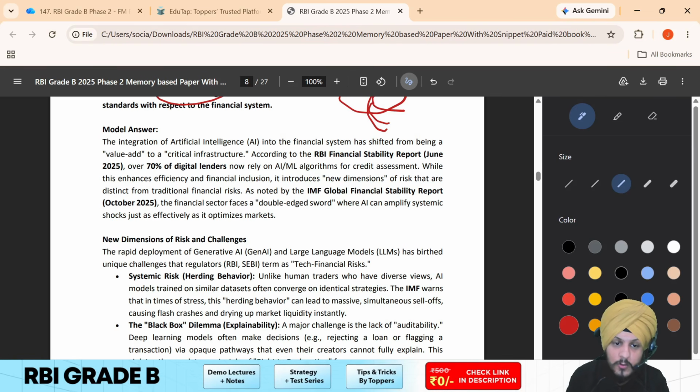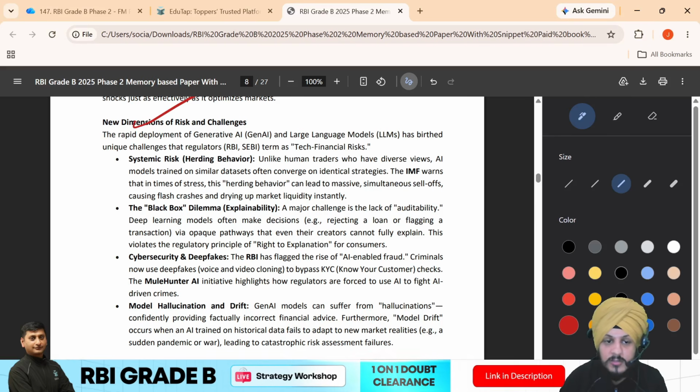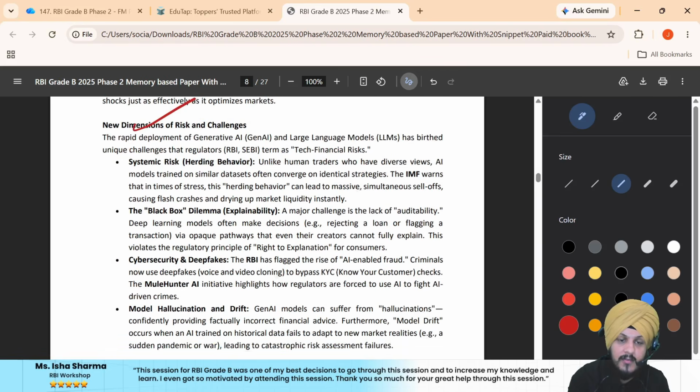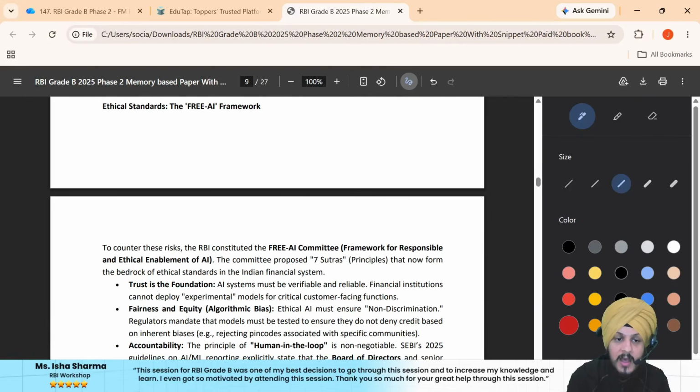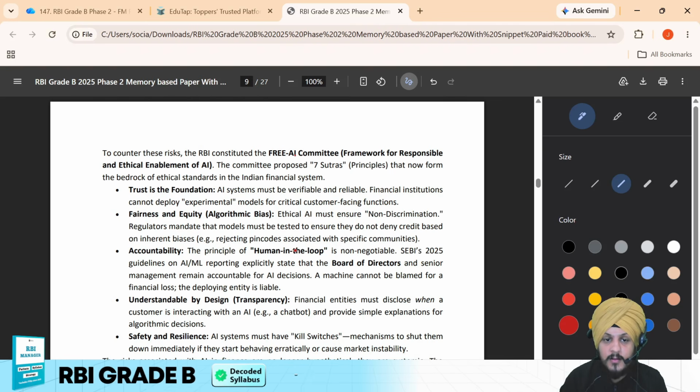Now over here you can talk about new dimensions of risk and challenges. For example, systemic risk, the black box dilemma, cybersecurity and deepfakes, model hallucination and drift. So these sort of points you could have written as a part of the new dimensions. And lastly, the ethical standards that are there: trust, fairness, accountability, transparency, safety and resilience, right? So these sort of things you could have written.